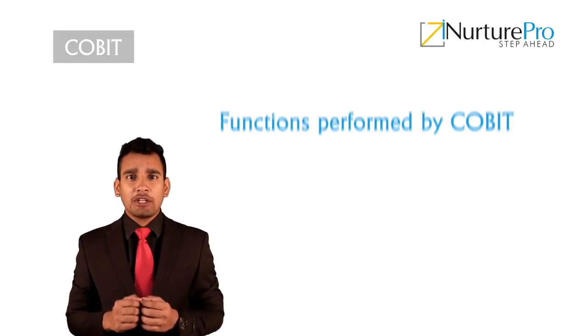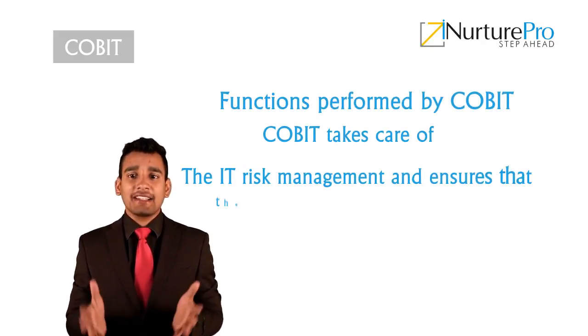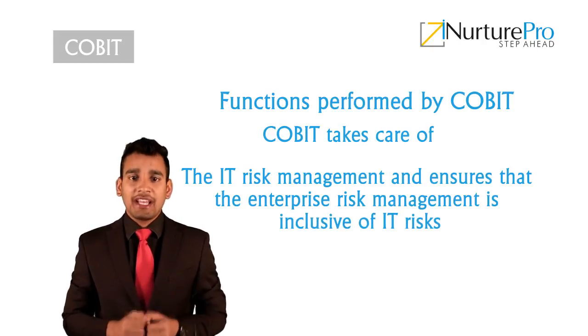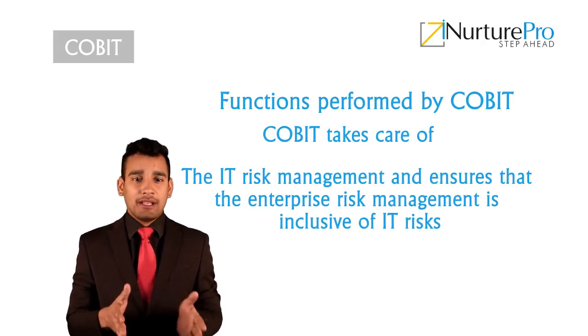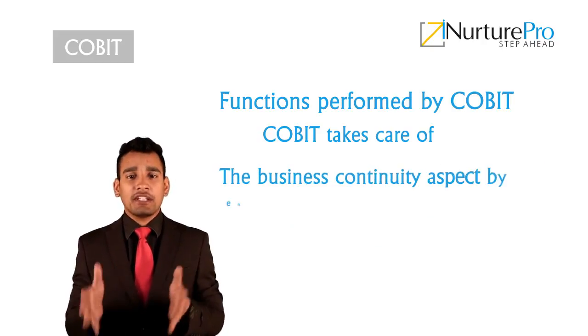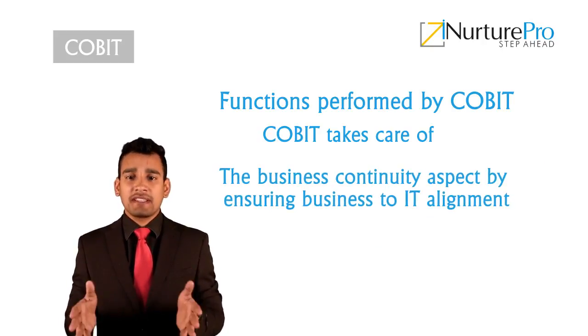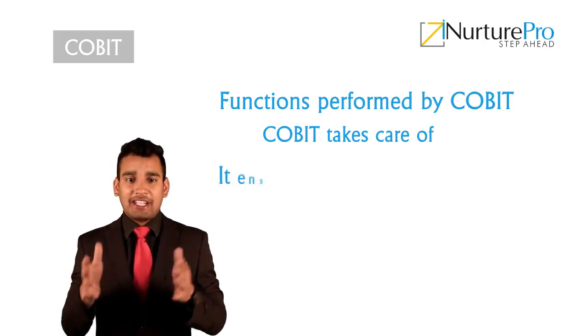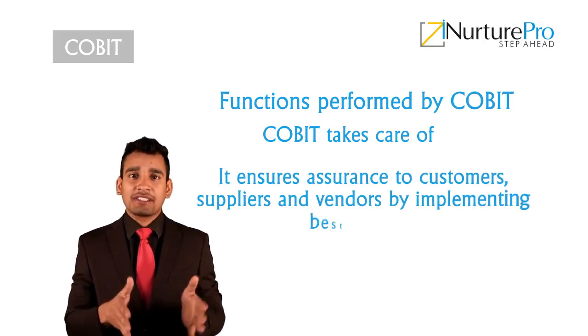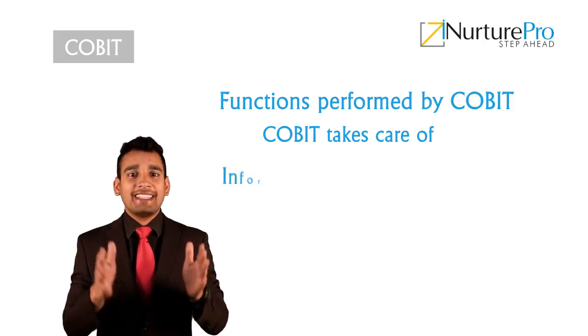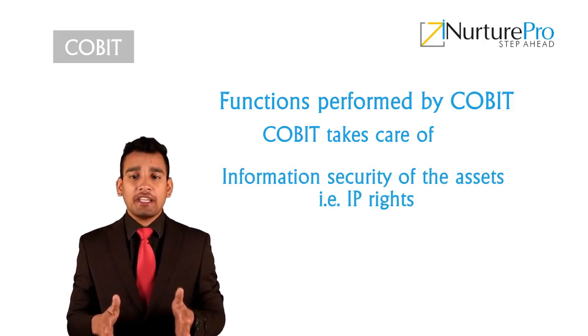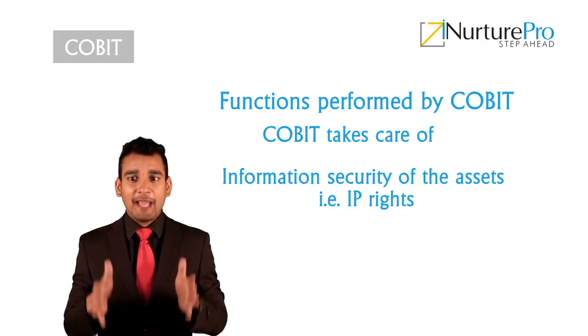Functions performed by COBIT. COBIT takes care of IT risk management and ensures that enterprise risk management is inclusive of IT risk as well. COBIT takes care of the business continuity aspect by ensuring business to IT alignment. It provides assurance to customers, suppliers, and vendors by implementing best practices. It takes care of information security of the assets, that is, IP rights.